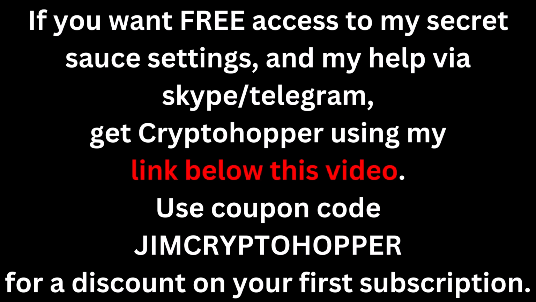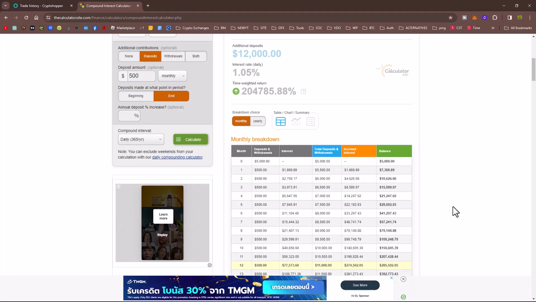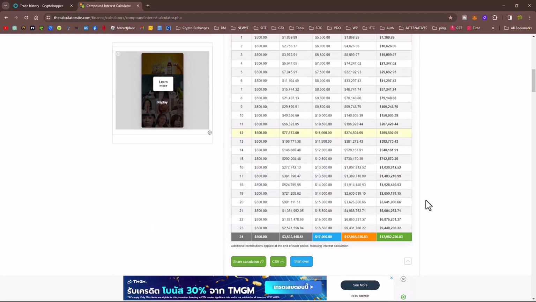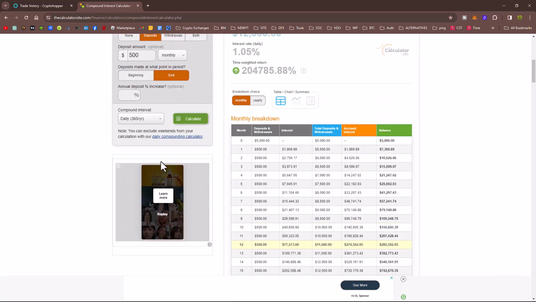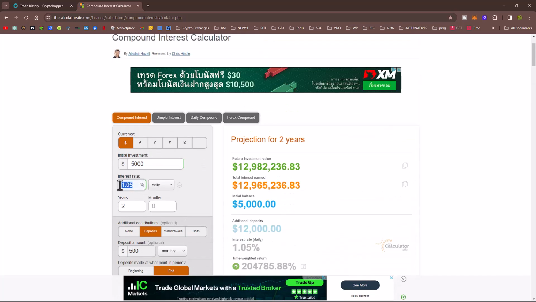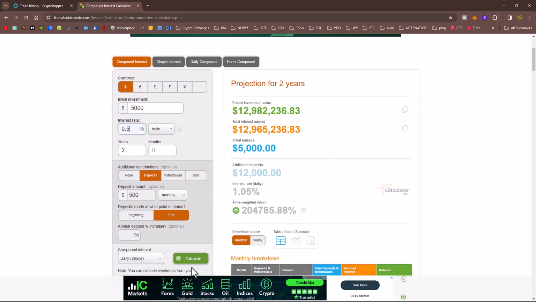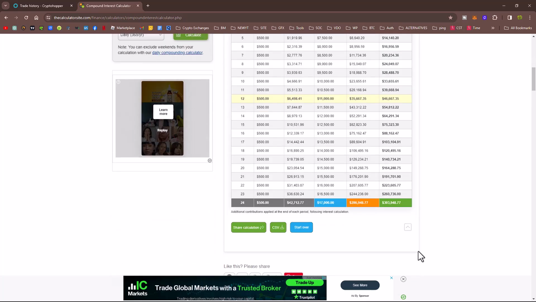Calculate this: 1.05%, 2 years. Alright, look at this. After 2 years, 12 million. 12 million compared to 0.5% daily, 12 million compared to 303,000.